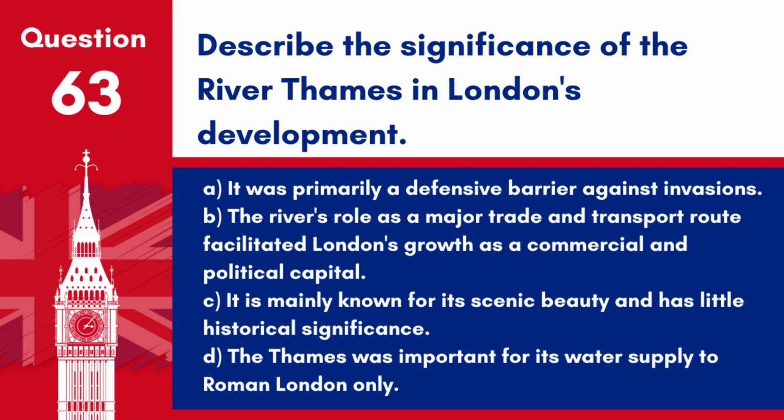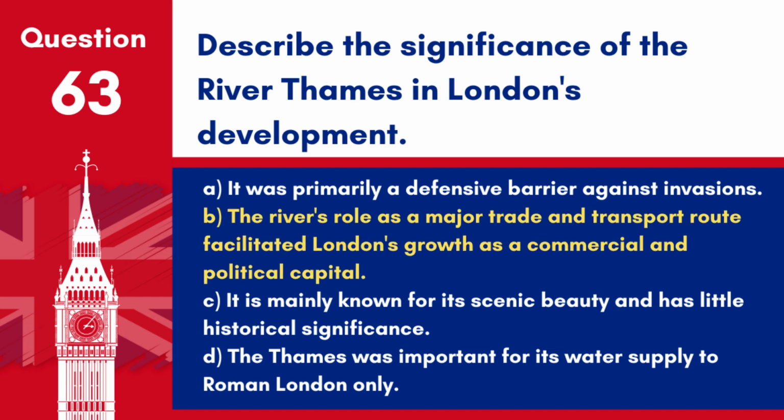Question 63. Describe the significance of the River Thames in London's development. A. It was primarily a defensive barrier against invasions. B. The river's role as a major trade and transport route facilitated London's growth as a commercial and political capital. C. It is mainly known for its scenic beauty and has little historical significance. D. The Thames was important for its water supply to Roman London only.